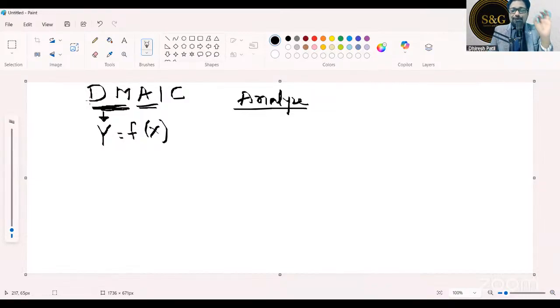So in the define and measure phase, we only focus on the output, which is attrition, the output of the project. When it comes to the analyze, improve, and control phase, we shift our focus to the input variable, which is our x. The moment we enter the analyze phase, we are not talking about attrition anymore.